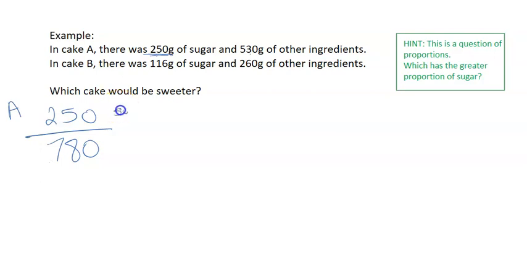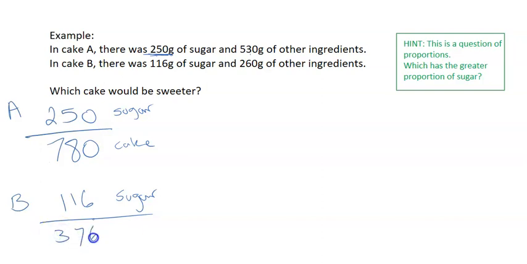Okay, so this is sugar over the total cake. So I'm going to do that for B. I'm going to say that's how much sugar there is out of a total of how many grams of cake? 376. So I have to add the sugar and the other ingredients to get my total cake. Okay, so you just need to be careful with this method. What's the total? Is the question giving you the total, or do you have to work it out? Okay, once you get that, you've got fractions, convert to percentages, and we know how to do that.